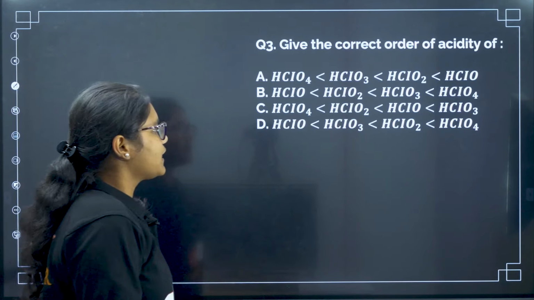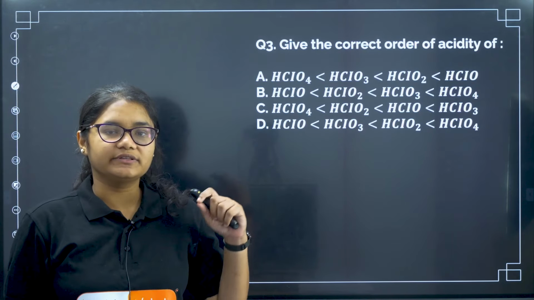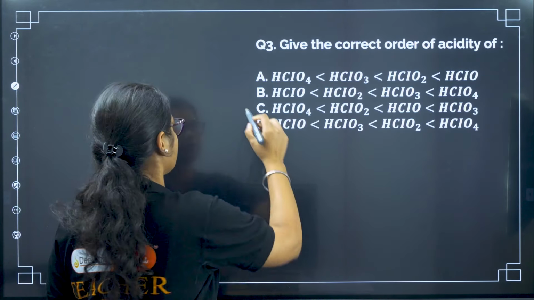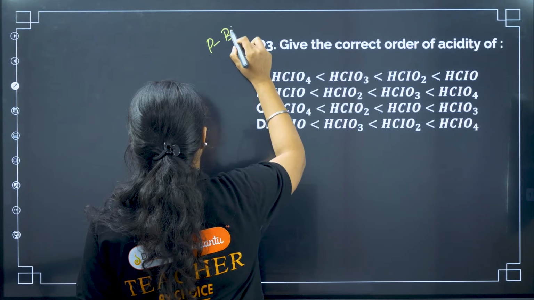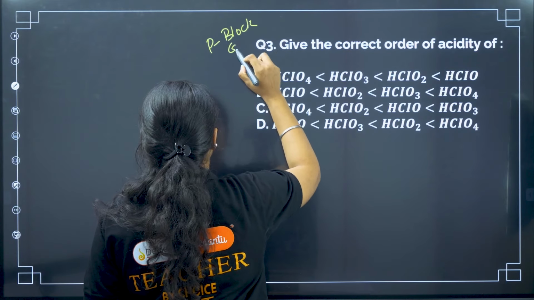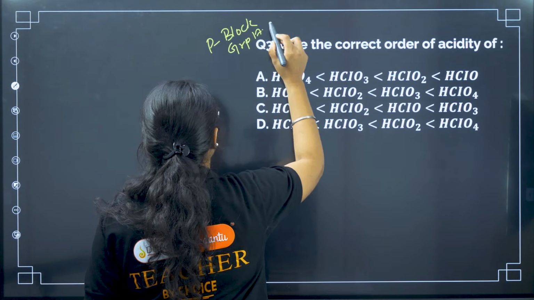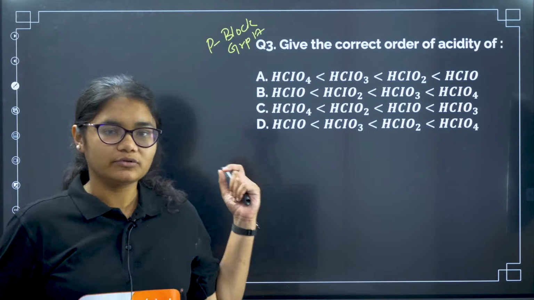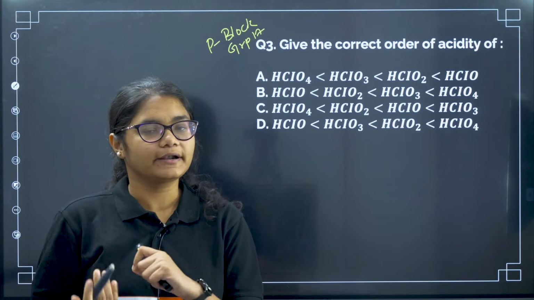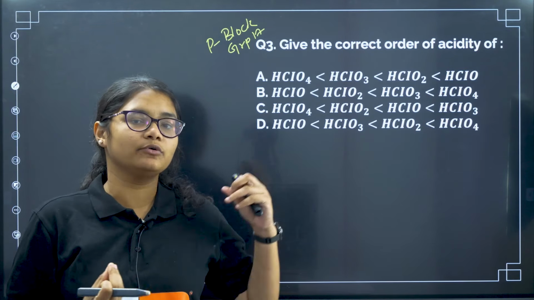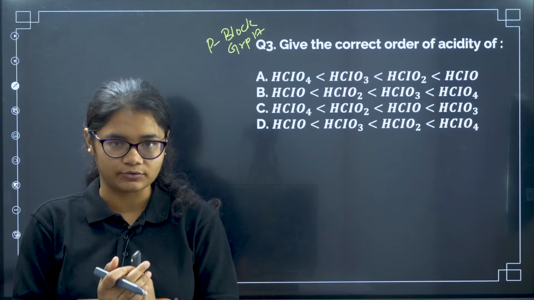Next, give the correct order of acidity. Okay, so this question is from your P block, group 17. Okay, this is also now deleted. But we can do this question because it is related to concepts. Even if you haven't studied this chapter, you will be able to do this question.